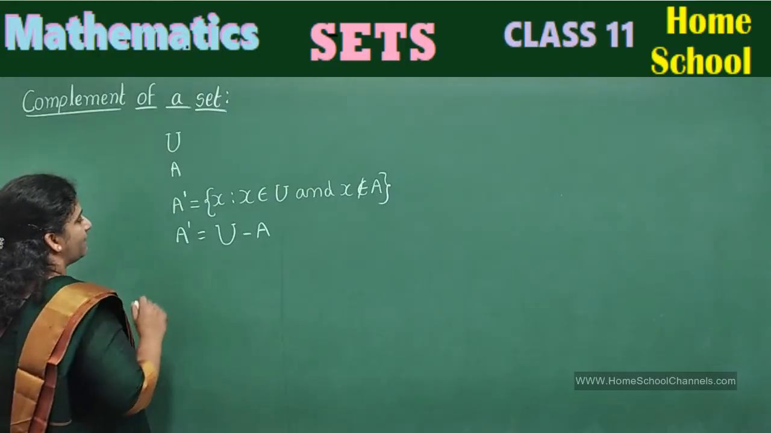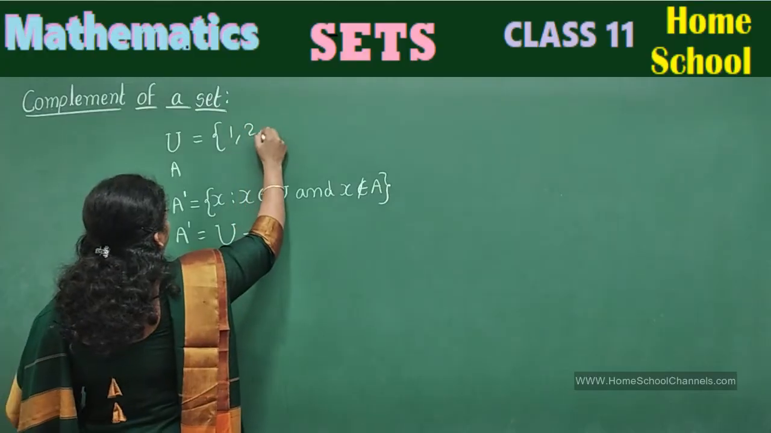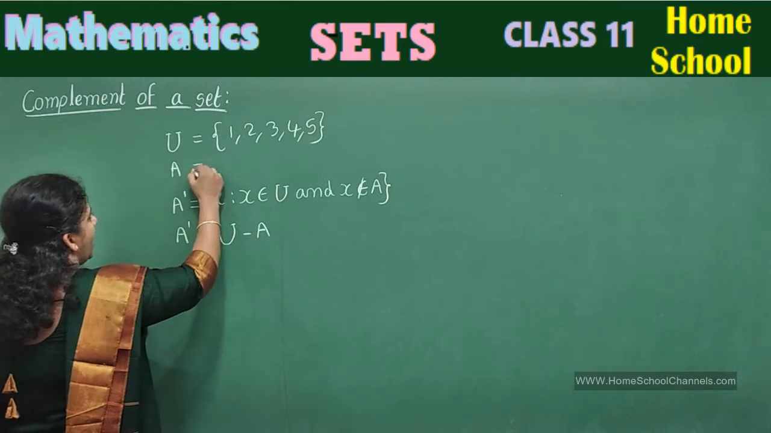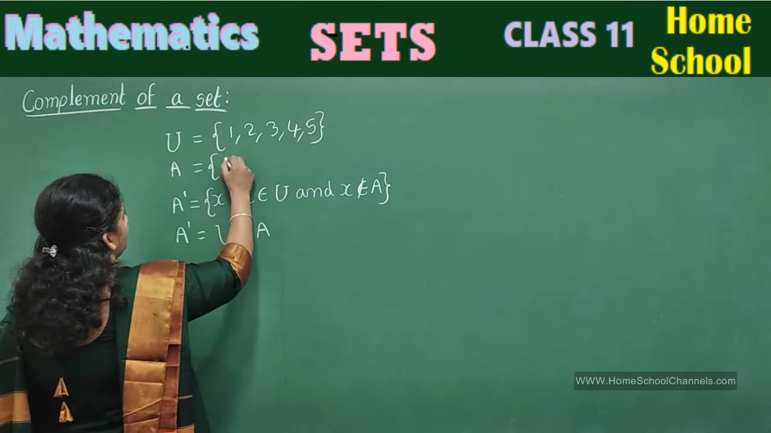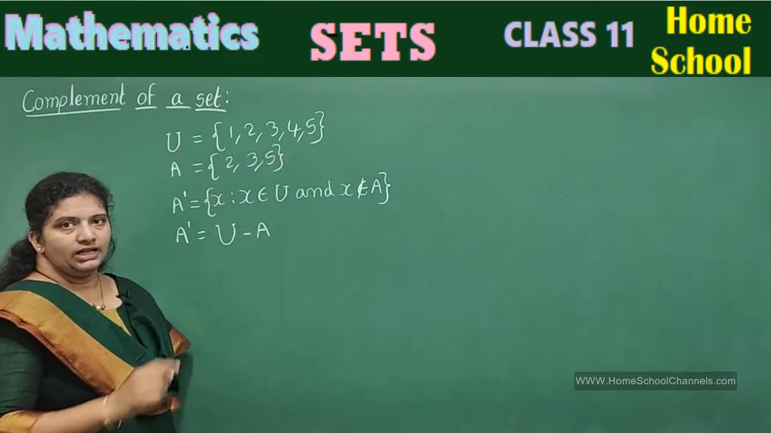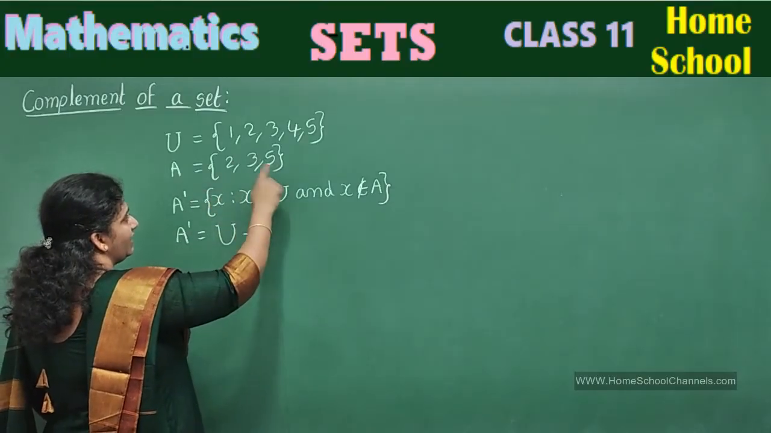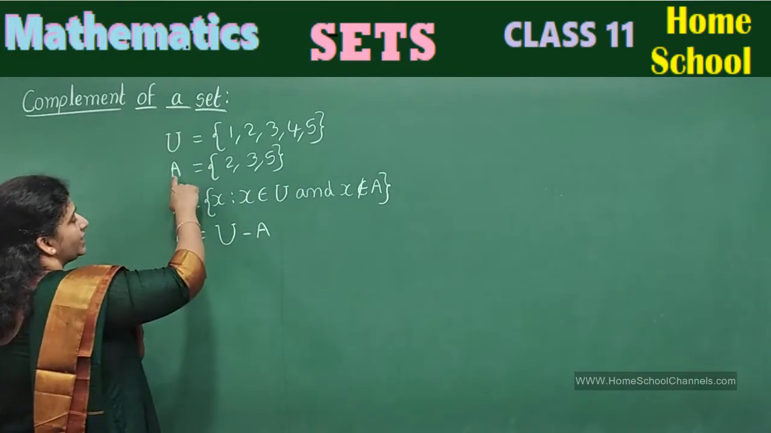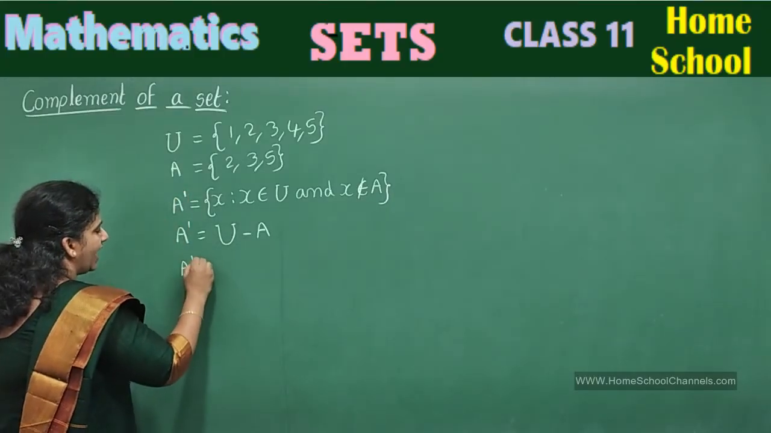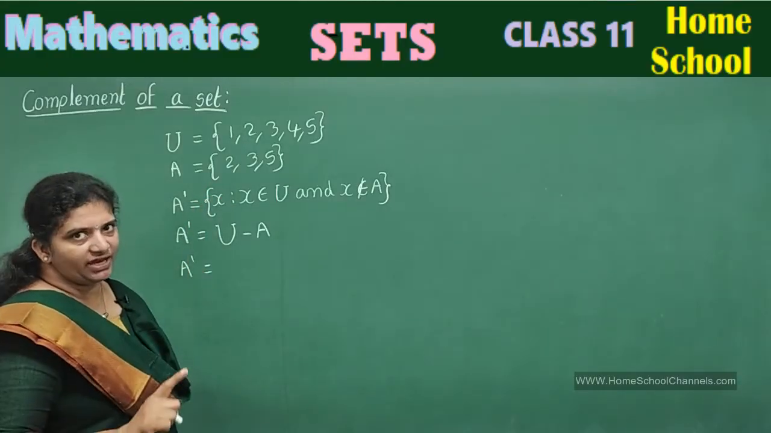Okay, let me take one example here. Let universal set be 1, 2, 3, 4, 5 and A set be 2, 3, 5. Universal set contains 5 elements and A set contains 3 elements. Then what is the complement of A? Complement of A, A dash, is other than the elements of A, we are saying.